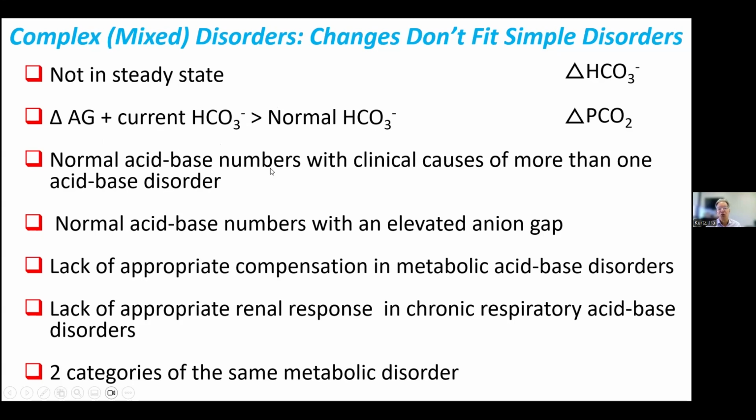You could also have normal acid-base numbers, completely normal, but you have clinical causes of more than one acid-base disorder, and you have clues on your electrolytes that there are acid-base disorders present in the non-acid-base numbers like sodium and potassium, even though the acid-base numbers look completely normal. That's something they could give you on an exam. Or you have normal acid-base numbers with an elevated anion gap. That's definitely one they could give you on a test.